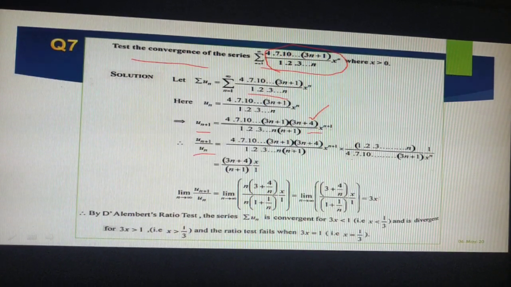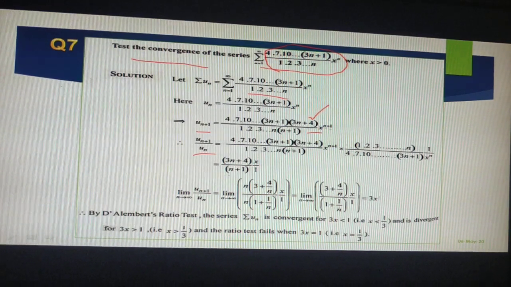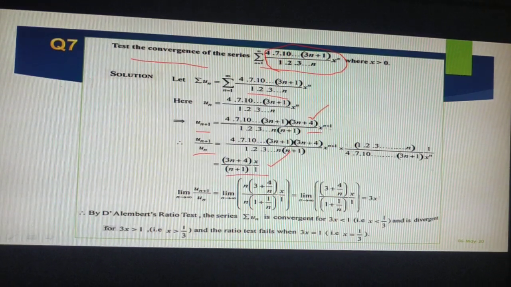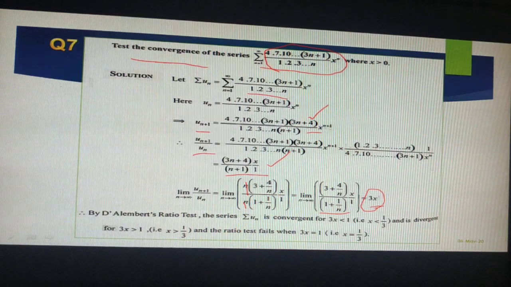So take its ratio, u(n) by u(n+1), all will get cancelled other than this term. From this, in the numerator and denominator, if you directly apply the limits, you will get the infinity by infinity form. That's why you take n common in both numerator and denominator, and this will get cancelled, and then you apply the limit, then we will get simply 3x. So as I said, this 3x tells us that based on the value of this 3x, I can say whether the series is converging or diverging.